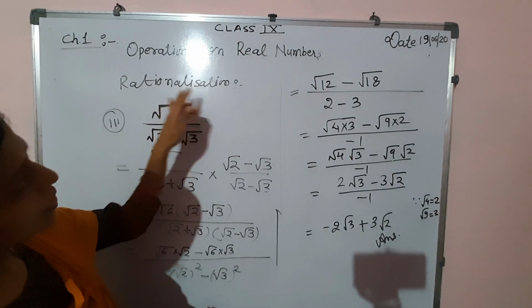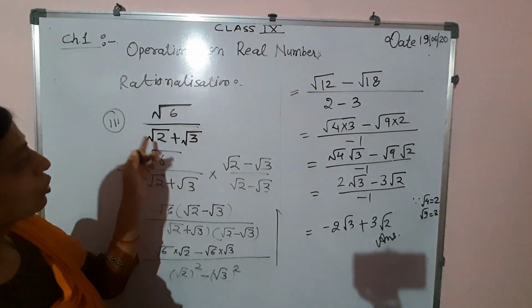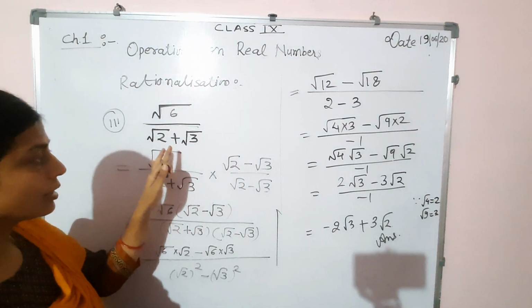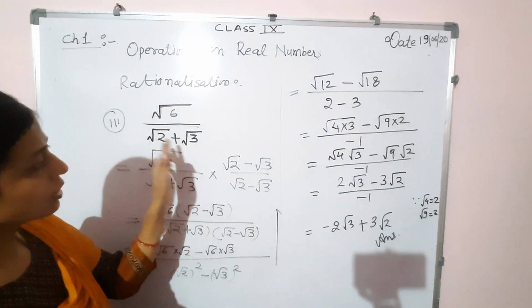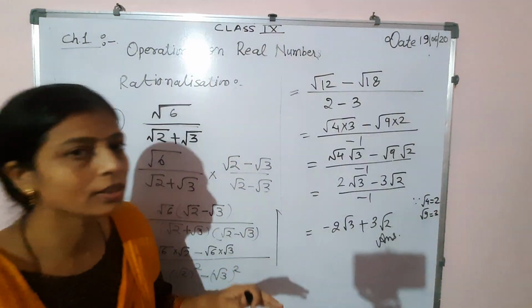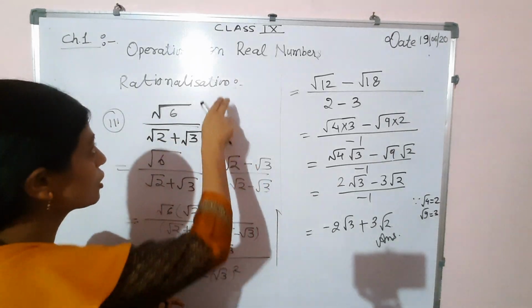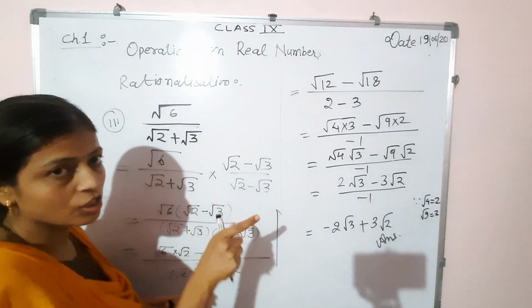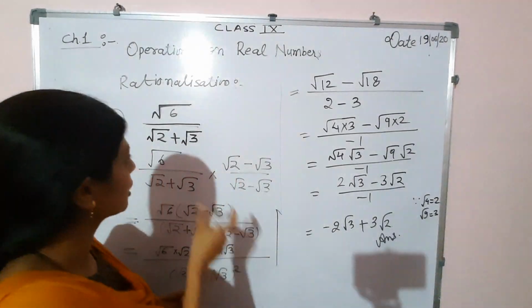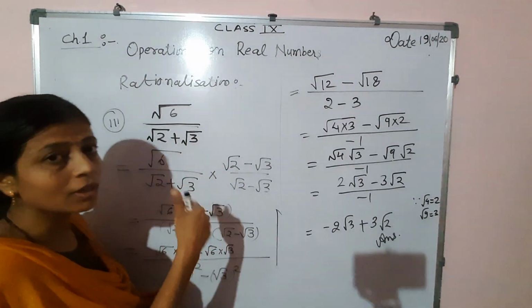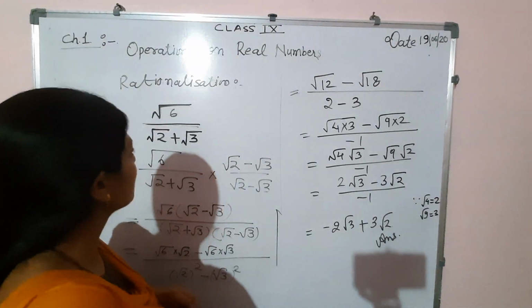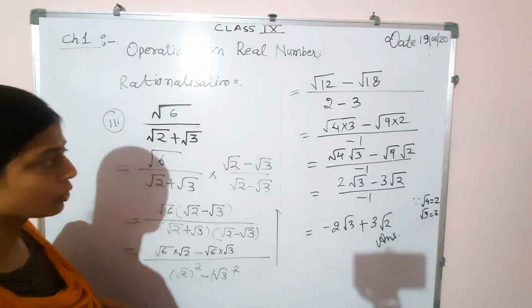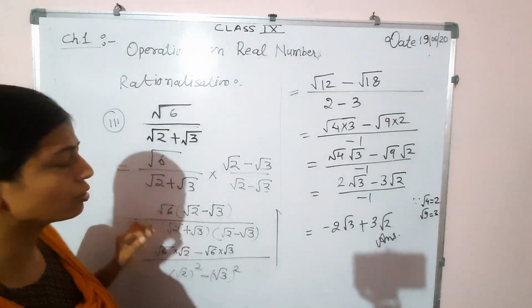So rationalization is a process to convert this irrational number in the denominator into a rational number. Rationalization is a process in which we convert this irrational number into a rational number. So this irrational number we will convert into a rational number. For this we follow one process step by step. I am telling you the process.